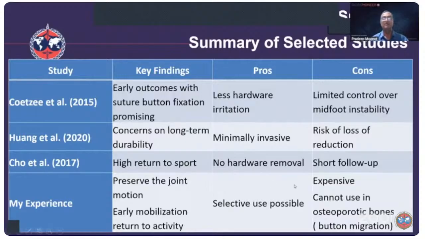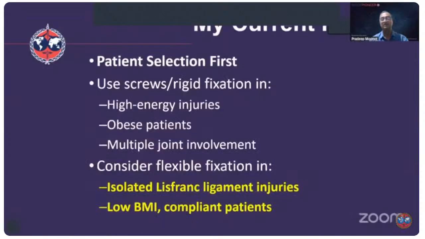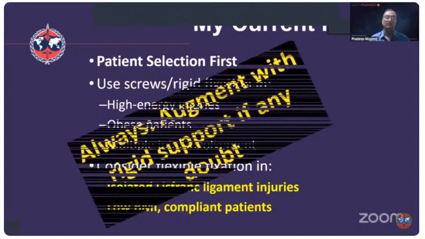So in my opinion and my practice, the key things with suspensory ligaments are that they preserve joint motion, allow early mobilization, and selective use is possible. But beware, in India also, this whole kit is quite expensive. And if you have comminution of osteoporotic bones, then you cannot use it because button migration is possible. So patient selection is the key. For ISO-related, low energy, low BMI, compliant patients, I would use a suspensory ligament, while I would use screws or rigid fixation in high energy obese patients. Thank you very much.